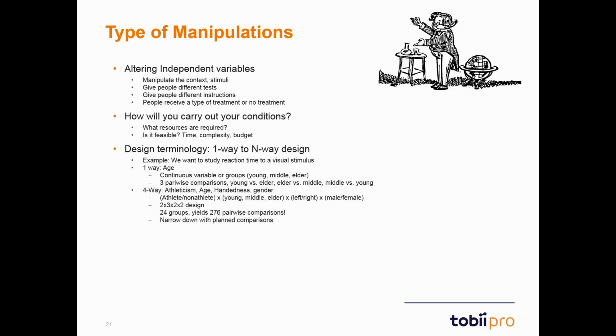And so what that would mean is that we have people who are athletes and non-athletes, so that would be a 2. Then we have young, middle, and elder, that would be 3. And then we have people who are left-handed versus right-handed, which would be a 2. And then we'll have male or female, so that's another 2. So with this four-way design, if you actually just multiply those all together, you realize that we have 24 different groups. So that's quite a few groups.